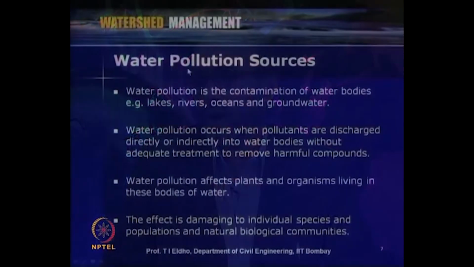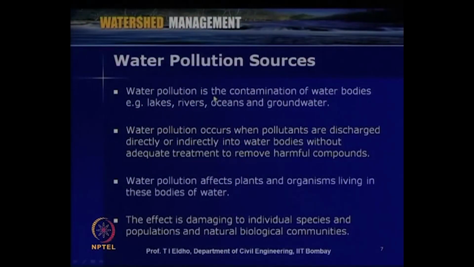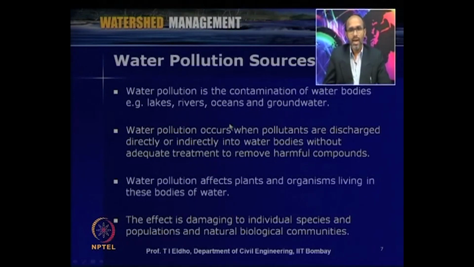And now, let us discuss what are the important sources of this type of pollution when we consider a watershed or a river basin, what are the various sources of pollution. So, water pollution, as I mentioned, is the contamination of water bodies, like water in lakes, rivers, oceans or groundwater. Whenever certain components are exceeding certain limits, that is what we call contamination.